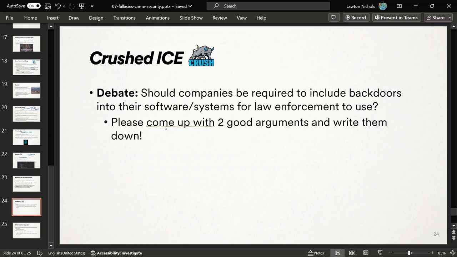If you are an odd group, I want you to say no. Companies should not be required to include backdoors. If you're an even group, though, I want you to say yes. Companies should be required to have backdoors, and it's a good thing. That's what I'm forcing you to think about. For your side that I'm forcing you to pick, please come up with two good arguments at least and write them down, please. I'll give you a few minutes.